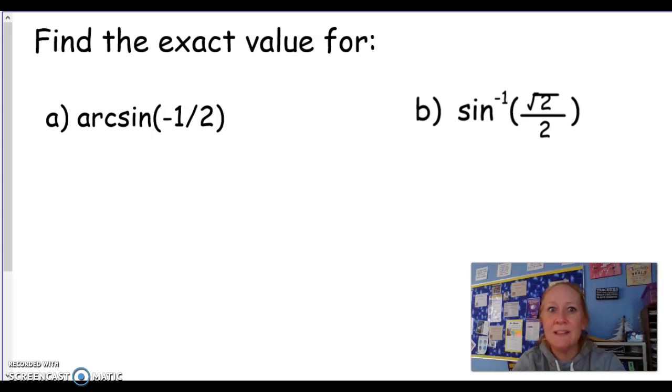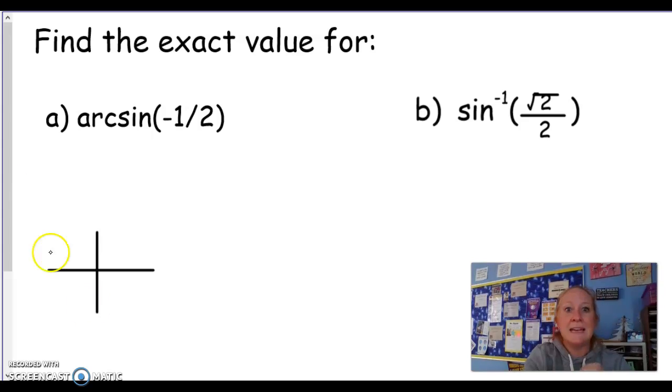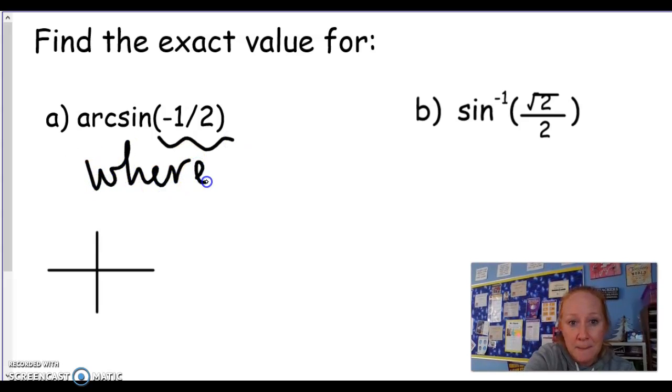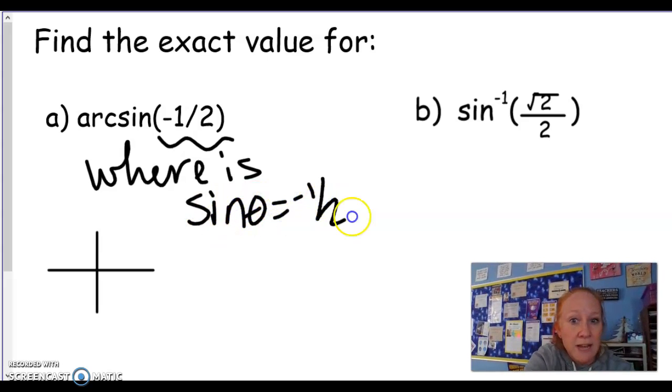All right, so now let's find some exact values. I'm going to make the unit circle looking thing. When I think about the unit circle, I usually just make a plus sign. What I want right here says the arcsine of -1/2. That's really saying, where is the sine of theta equal to -1/2? I find it helpful to say that out loud. You probably aren't going to write it, but arcsine of -1/2 is saying, where is sine theta -1/2?